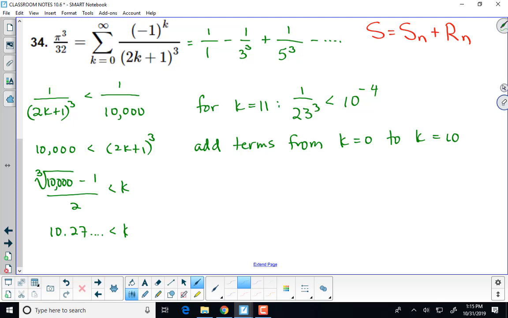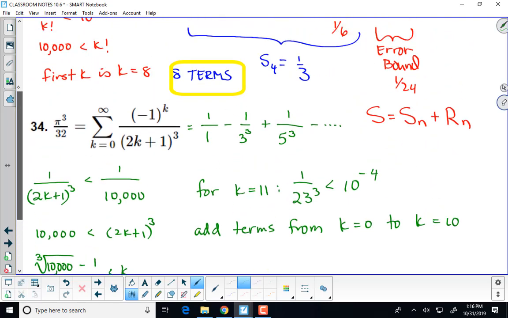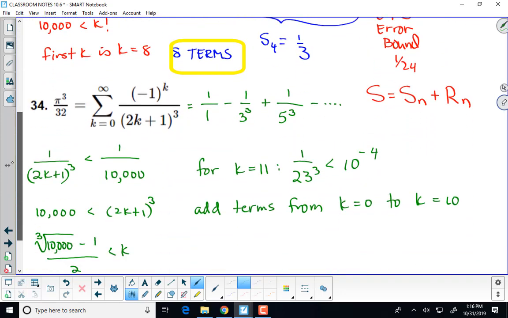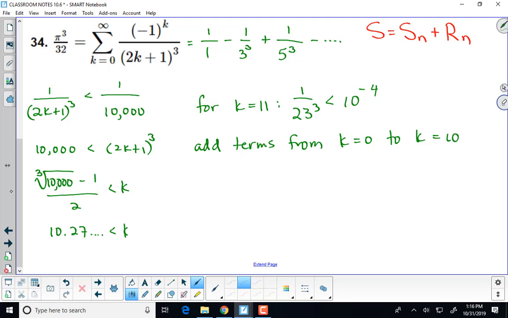Quick question. Yeah? Where did you get 10,000 again from? It's from the 10 to the negative 4. Oh, it said in the question, okay. Because I don't have the notes in front of me. Yeah, so given that we want to be less than 1/10,000th from the actual sum. Gotcha. So this tells us if we add up the first 11 terms, that partial sum will be within 1/10,000th of pi cubed over 32.